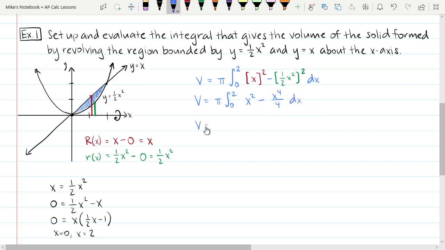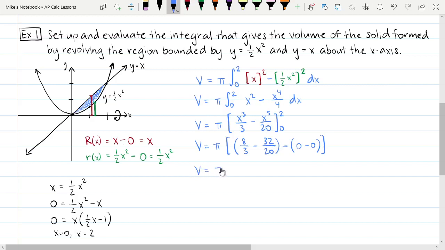So now we can integrate. So I have pi times, so this is going to be x cubed over 3 minus x to the 5th over 20 from 0 to 2. All right, so now let's evaluate. So I have pi times, so this is going to become 8/3 minus 32/20 minus a 0 minus a 0. Now 32/20, both of those do divide by a 2, so this is really 16/10. Oh, actually both of them divide by a 4, so this is really 8/5.